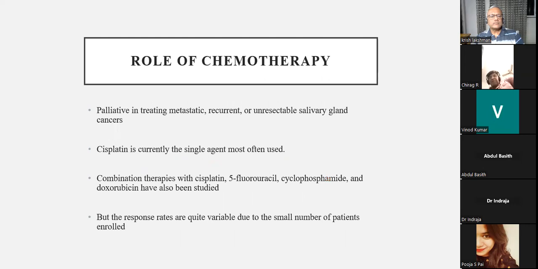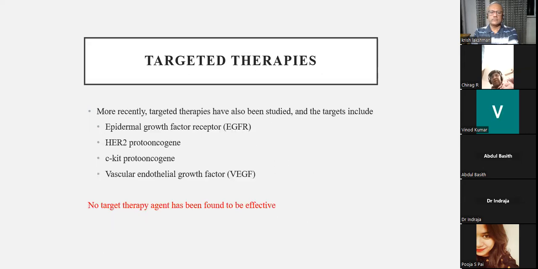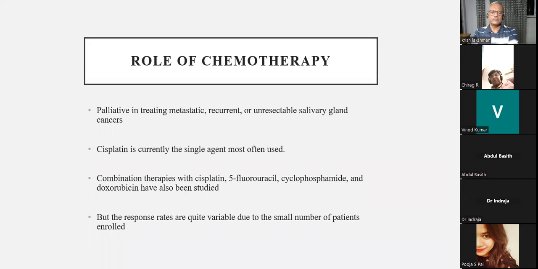Chemotherapy we can consider in treating metastatic, recurrent, and unresectable salivary gland tumors. Cisplatin is the current single most effective agent that can be used. And combination therapies are also coming, those include 5-fluorouracil, cyclophosphamide, and doxorubicin. But studies are still going on regarding chemotherapy. And what is the other chemotherapy, targeted, that is coming on quite strongly?